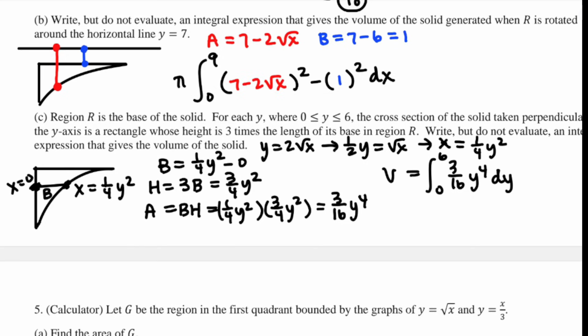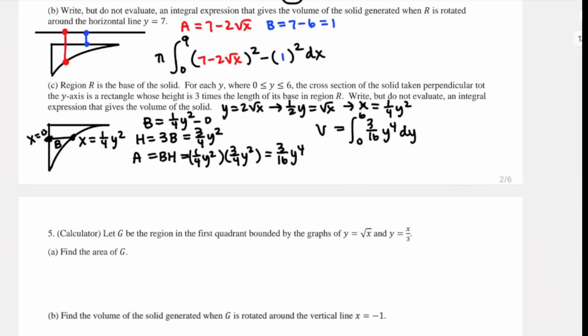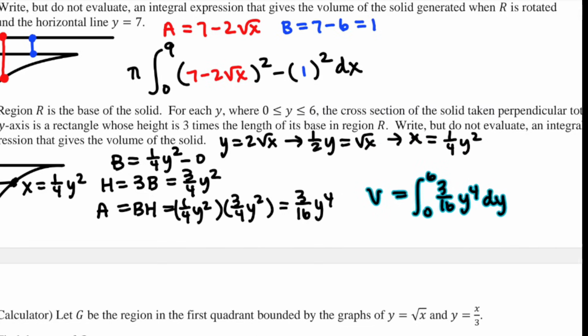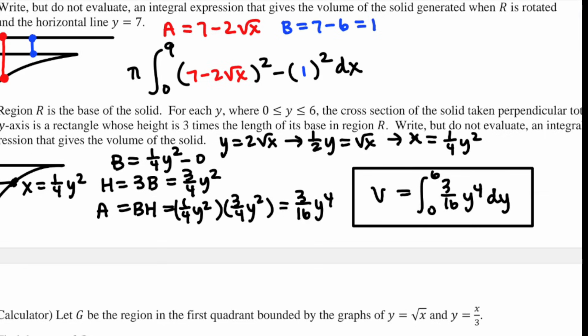Okay, but then it said write, but don't evaluate. Yeah, I guess you would need to know 6 to the 5th power, and I don't know what that is. And the 6 and 16 don't have that good of common factors, so okay, that's going to be far enough. That's our setup. Maybe I'll just move this down here. Emphasize that that's our answer. All right.